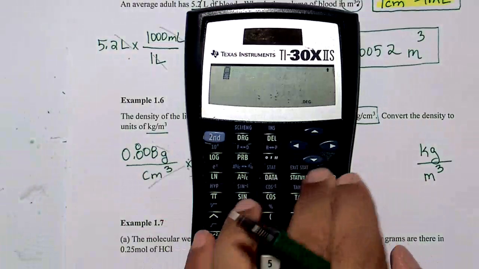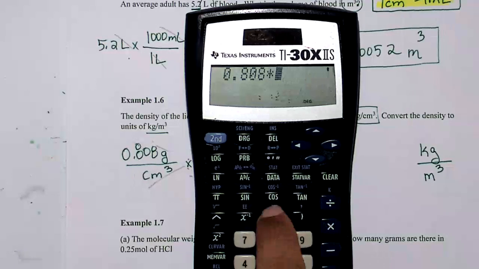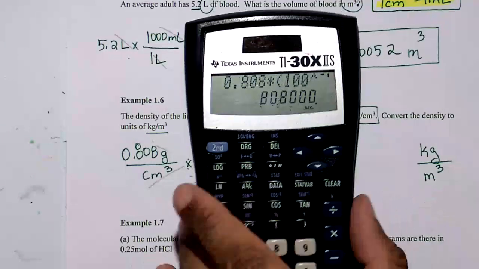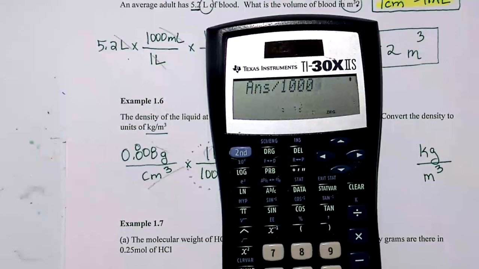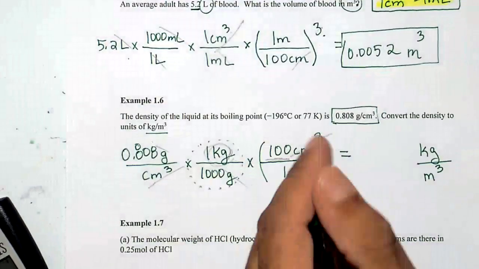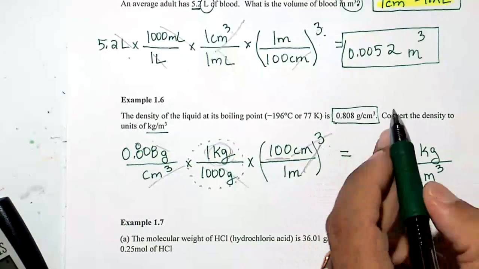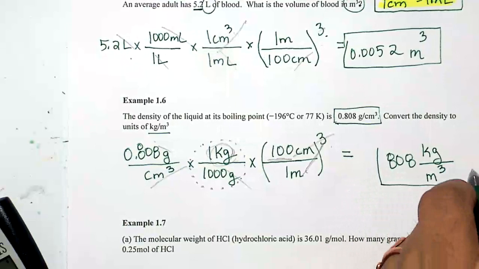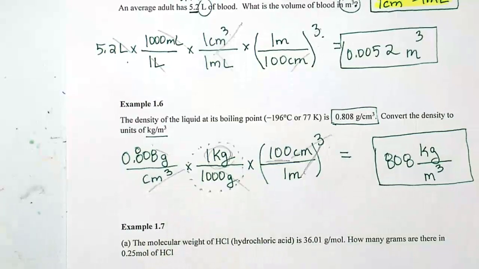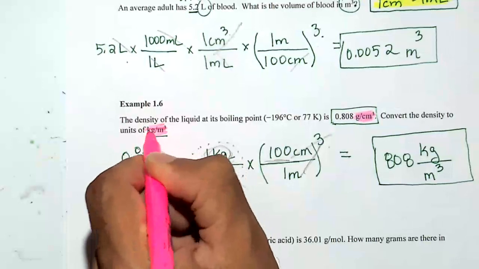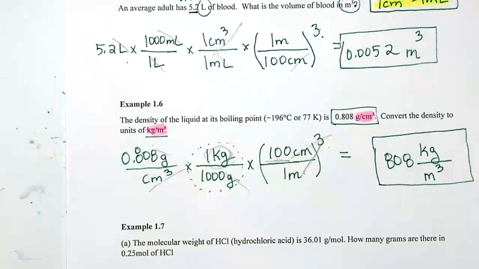All right, so what's 0.808 times 100 cubed? Okay, make sure you know how to do this on your calculator. Divided by 1,000. 808. Yeah, it's fine. 808. All right, so we went from grams per centimeter cubed to kilograms per meter cubed. Okay, we did the switch, the conversion.